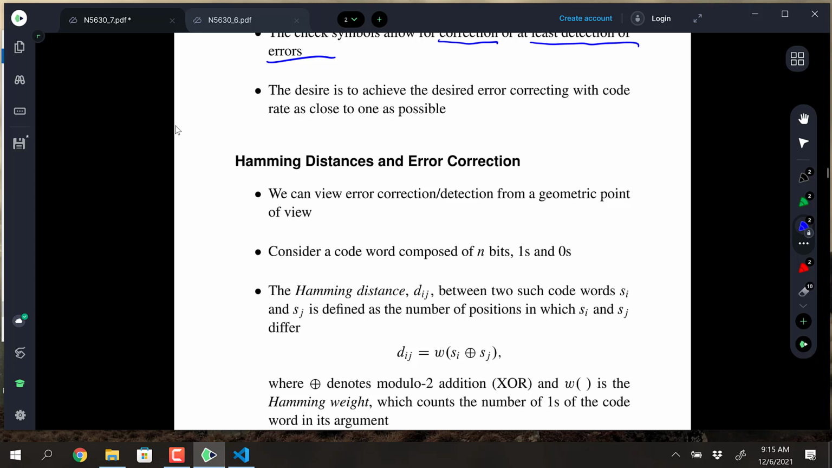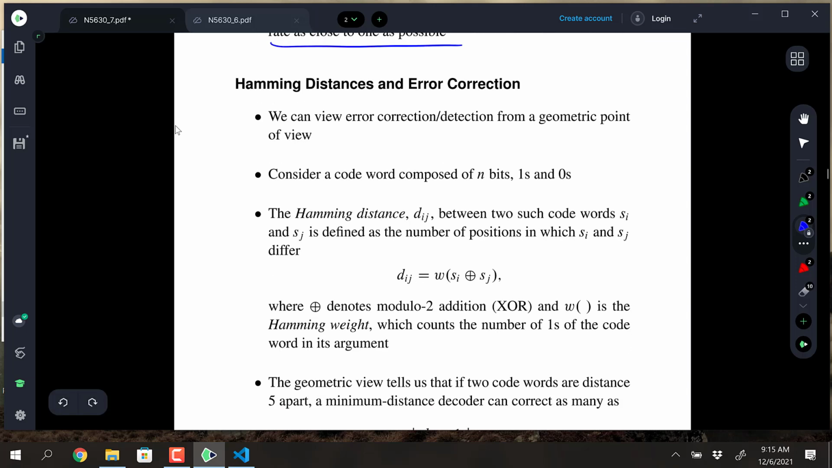Our desire is to achieve error correcting with a code rate as close to 1 as possible. It's like we don't want anything to be easy, we want it to be hard. It's like getting something almost for nothing. And there are a lot of different schemes that people have played with.